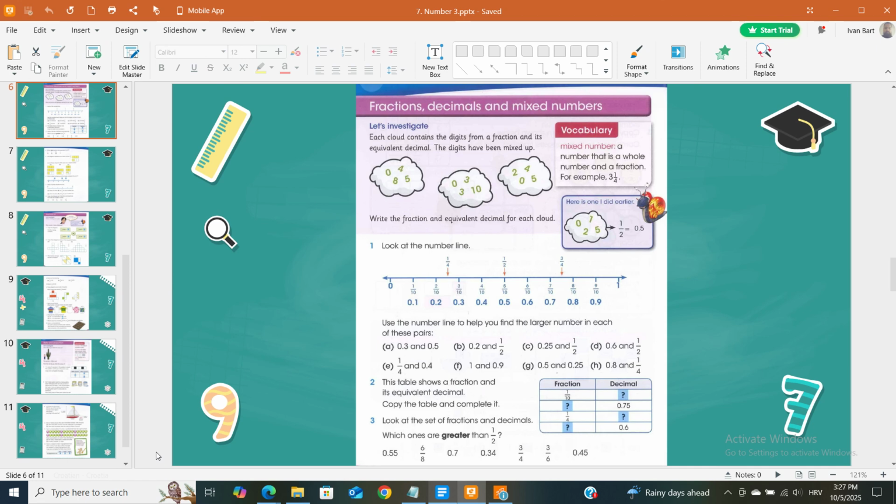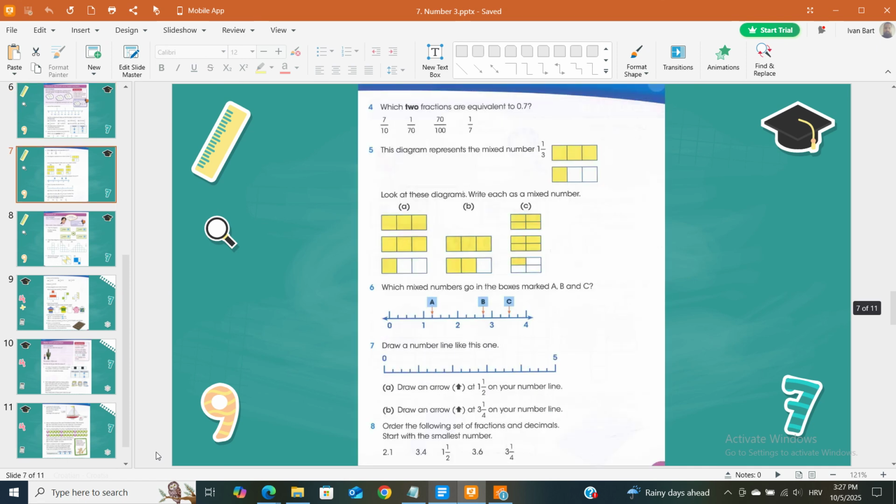7/10, 70/100. This diagram represents the mixed number 1... Look at these diagrams. Write each as a mixed number. A, B, C.